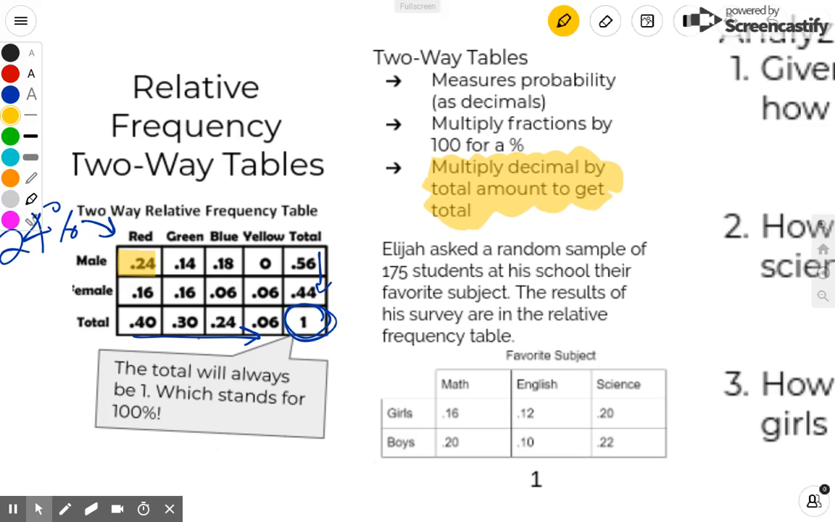So let's start with our first problem. It says Elijah asks a random sample of 175 students at a school their favorite subject. The results of a survey are in the relative frequency table. The big key thing I see right away is that I have 175 students. So that's the number I'm going to multiply by my decimal to find out how much of each given thing is happening.